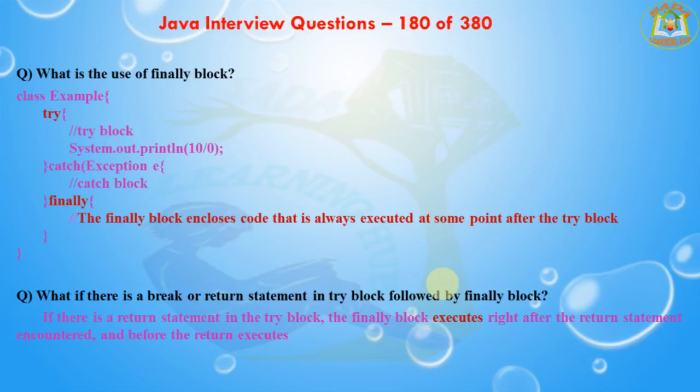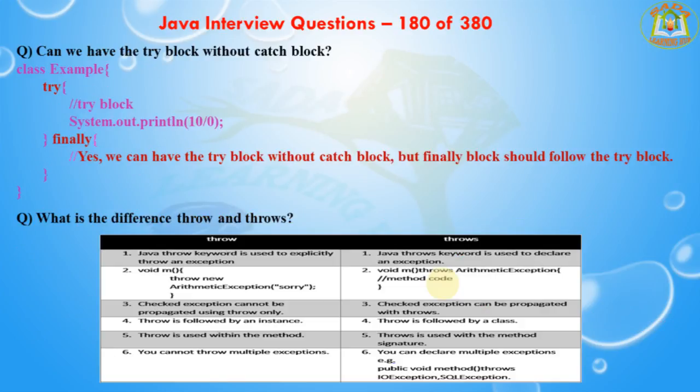The next question is: can we have a try block without a catch block? Yes, we can have a try block without a catch block, but a finally block should follow the try block. It is not valid to use a try block without either a catch clause or a finally clause.